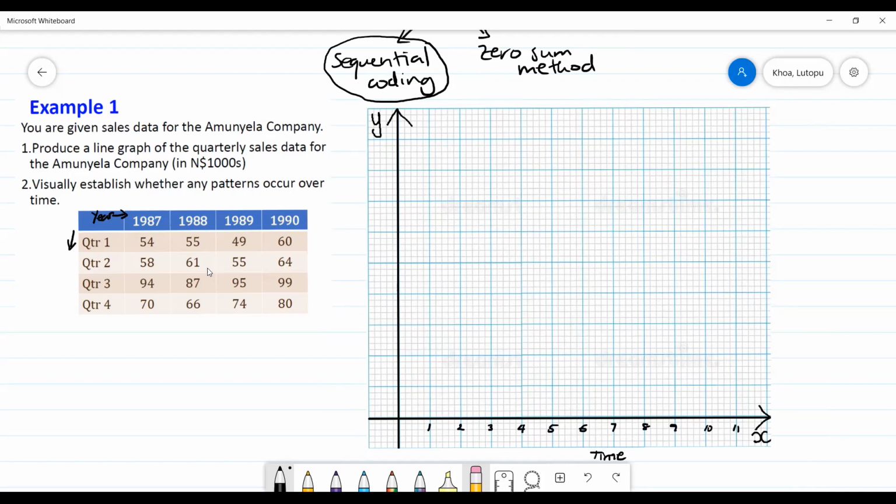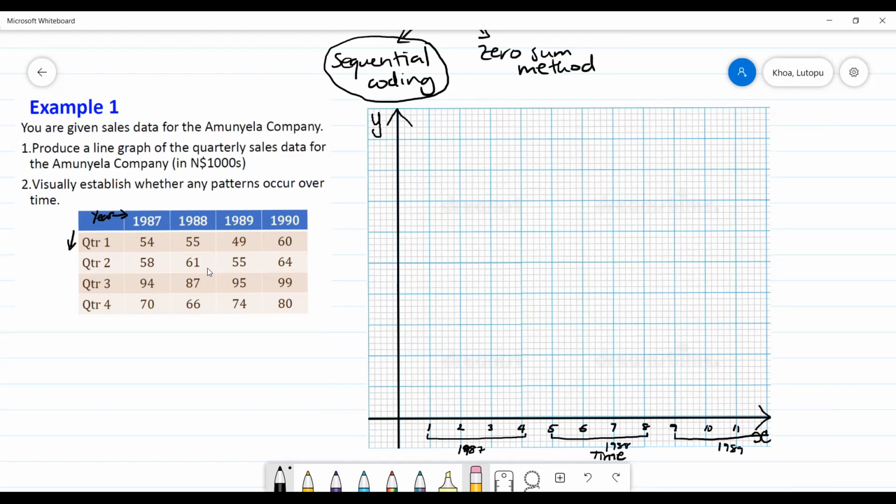So these first quarters are 1987, and then these ones 1988, and then 1989, and so on. Okay, so I'll only plot what I can, just so you get the method, you understand what it is we are doing. So I could even have started the one from here.